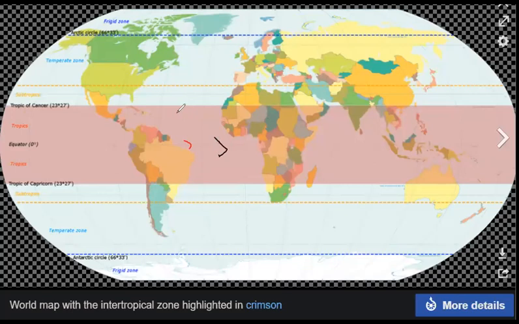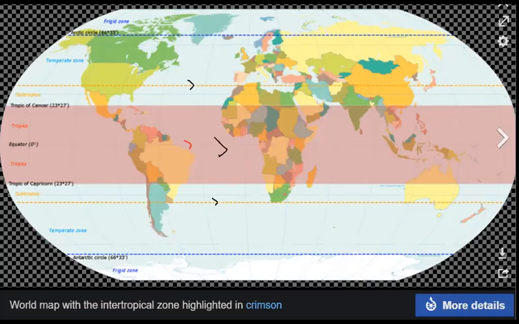Now, after this, we have two dotted lines. They're called the Tropic of Cancer and the Tropic of Capricorn, right, everyone? I hope all of you remember this.